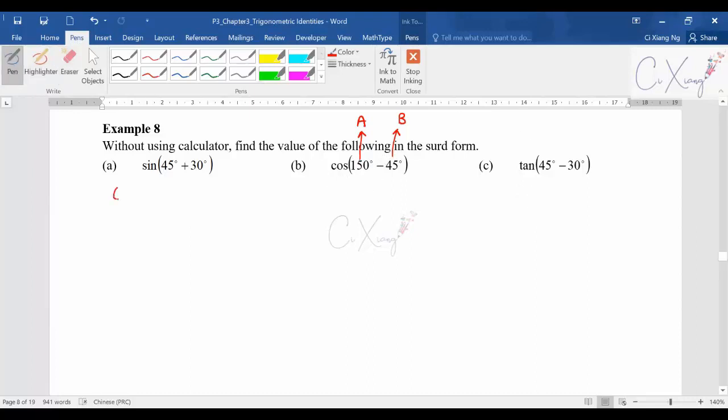All right, so for part B, what I have is cos of 150 minus 45. So it is a compound angle for cos, right? So when you expand it, it will become cos A cos B plus sine A sine B. Okay, so how can I get the value for cos 150?